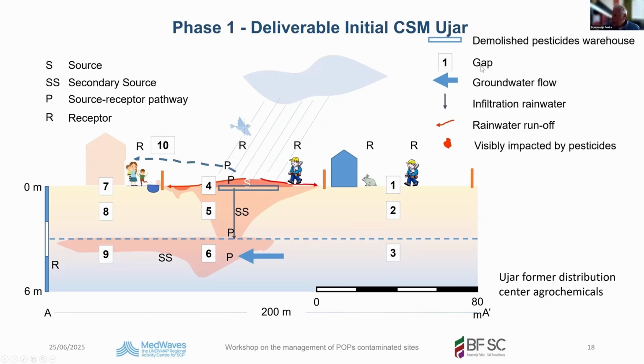As we already have discussed the gap analysis, here the gaps are indicated with numbers, and these numbers are the things you do not know and you want to survey. Another thing on the cross section here, this is the scale, and this is a simple visualization of your initial conceptual site model, one of the deliverables of phase 1.